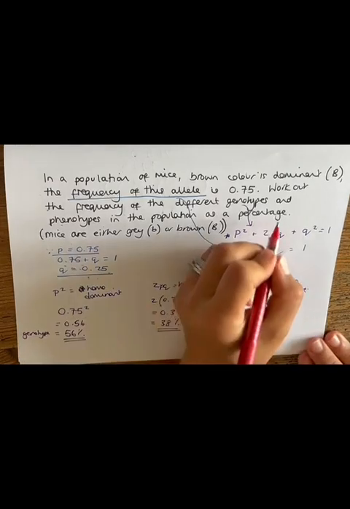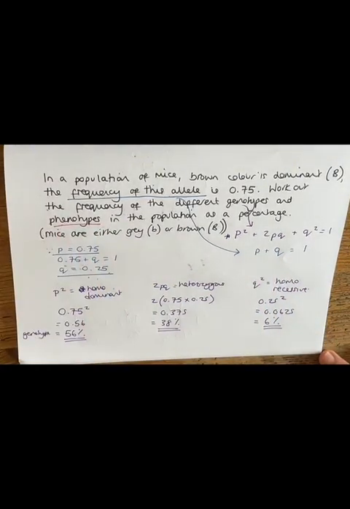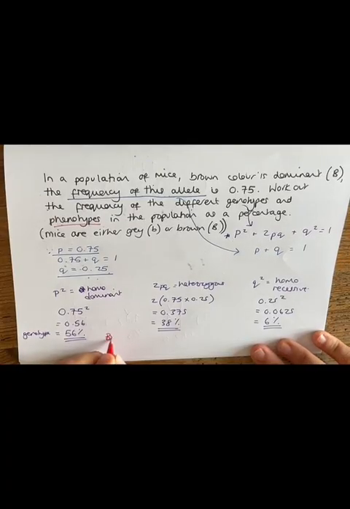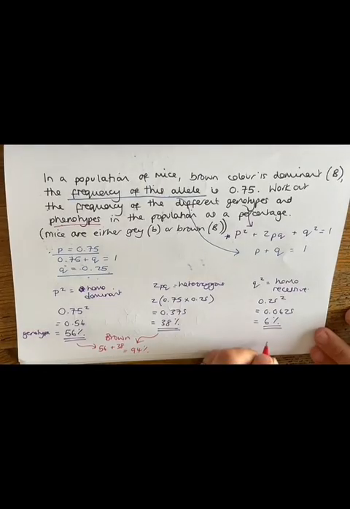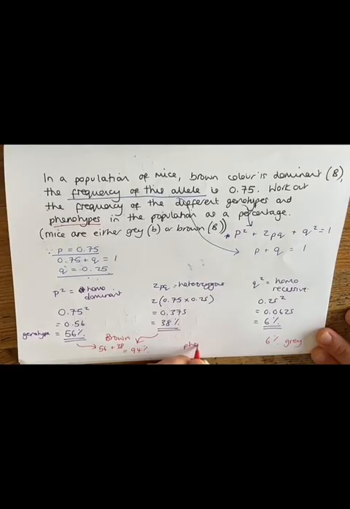But we're also asked to give the phenotypes. So we know they can be either brown or grey. Brown is going to be the homozygous dominant and the heterozygous. So we've got 56% plus 38%, 94% of the population are going to be brown and 6% are going to be grey. So that's how you work out the phenotypes at the end.